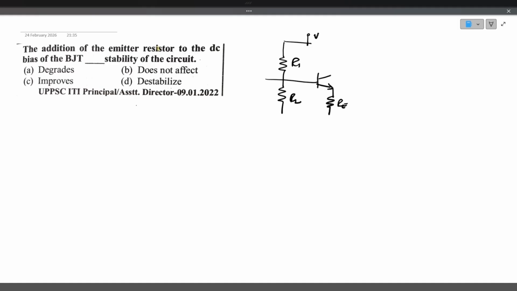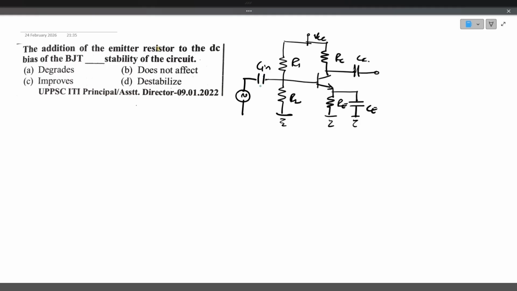R1 and R2. That is, this is VCC, this is collector resistance RC, this is output coupling capacitor CC, this is input capacitor Cin for input voltage. There will be a capacitor across the emitter resistor. Okay, this is the basic circuit.